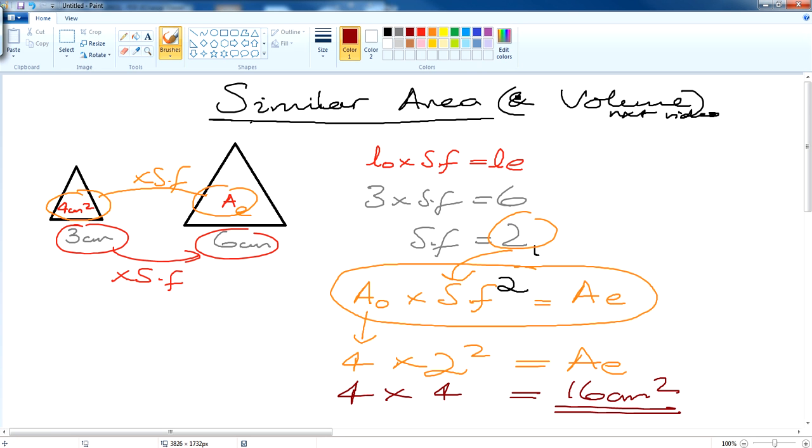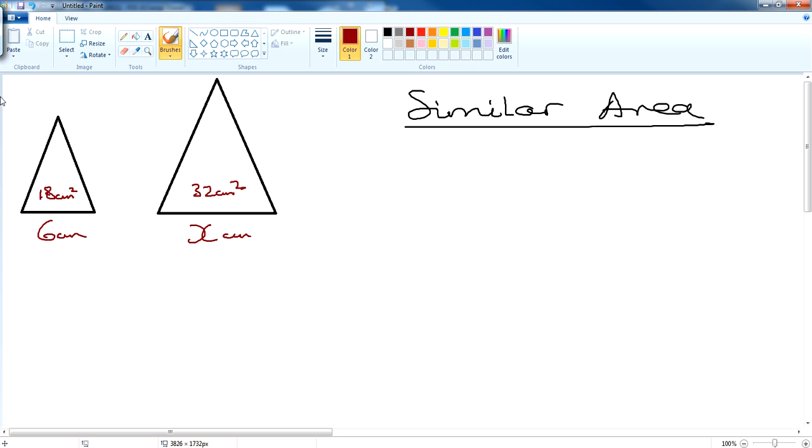Okay, right. We're looking at this next question here. We have a similar area question where they've given us the area of both shapes. Now we need to work out the scale factor using the area information. And you might ask, why do we do that? The reason why we do that is because the areas correspond. There's no other corresponding information. Because the areas correspond, we have to extract the scale factor from that.